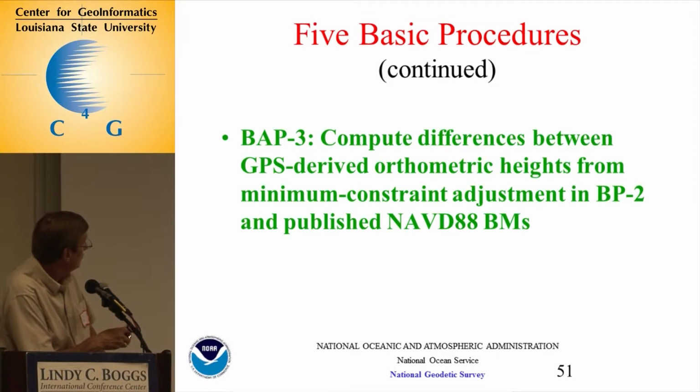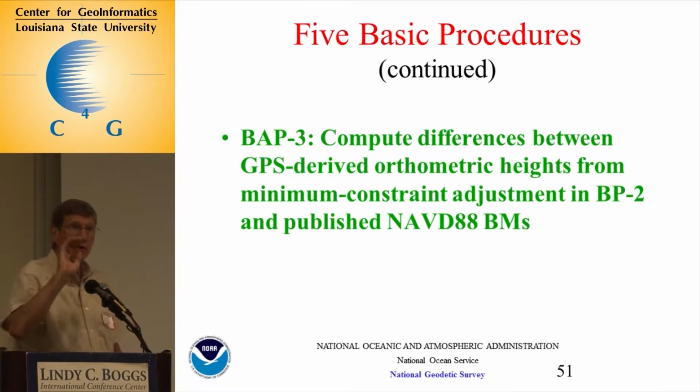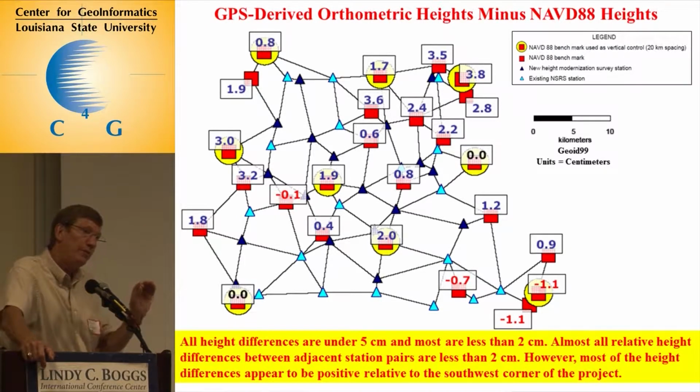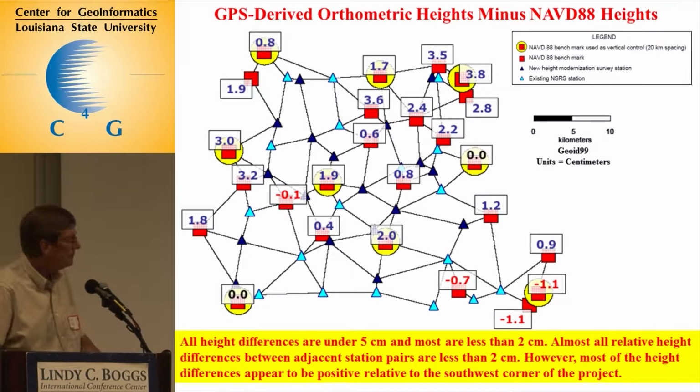From a minimum constraint solution, once again, I still haven't done anything with constraining. I took the ellipsoid heights, I'm looking at that. Now I use a geoid model and get a set of orthometric heights, and I compare these orthometric heights with the published 88 heights. So what you have is GPS-derived orthometric heights minus 88 heights. And these are the differences, in units of centimeters. And this is an example. This is an older geoid model. It doesn't make any difference what we're using as long as you're consistent. I'm just trying to show the concept right now.